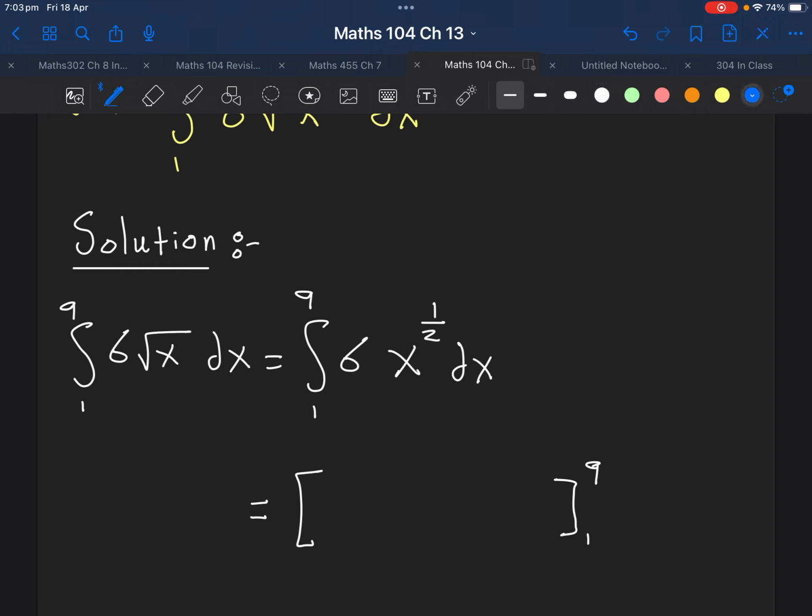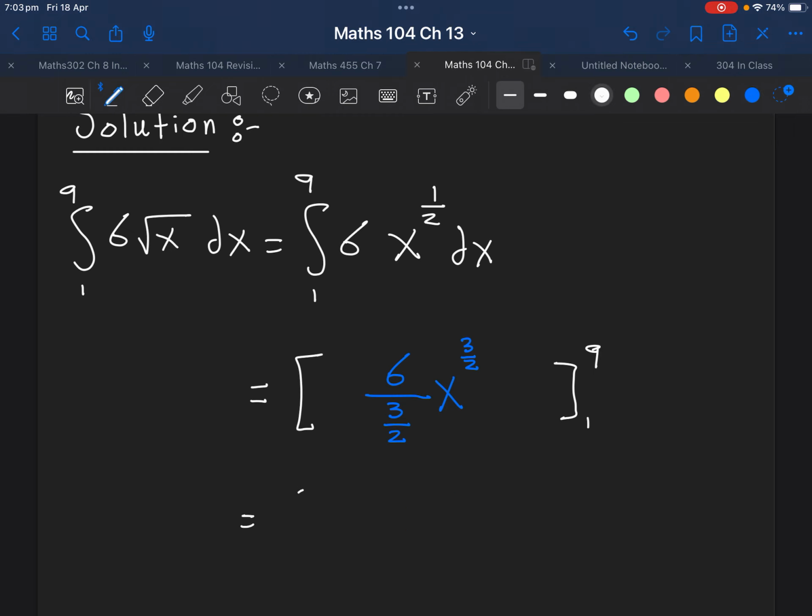That's the first step. We add 1, so we get x^(3/2). And then you have to divide by 3/2, which is the number you have here, you write it down here. But remember, we have 6 before, so just keep the 6.